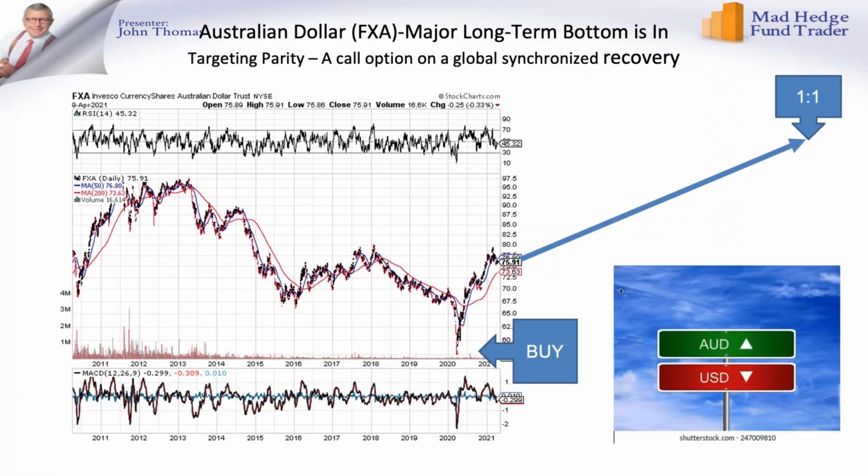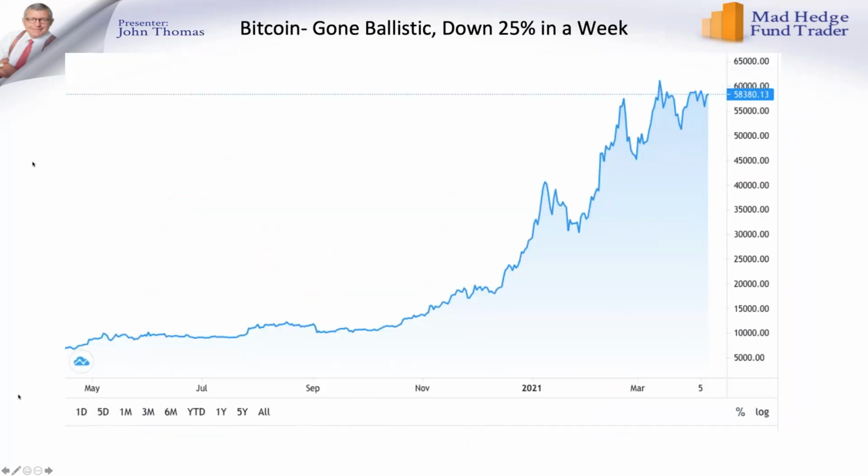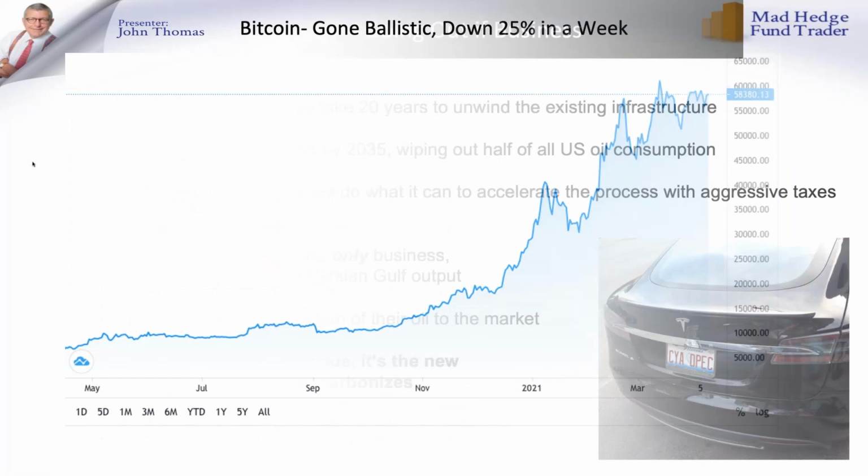Here is a 10-year chart for the Australian dollar. You can see we had a fantastic capitulation sell-off last year on the pandemic. And then the Australian dollar is basically a call option on a global synchronized recovery. That's what you want to own during a global synchronized recovery. So we've made it up to 79. We're looking for 1-to-1 on the long-term charts. Bitcoin gone ballistic, but could be topping out around here.